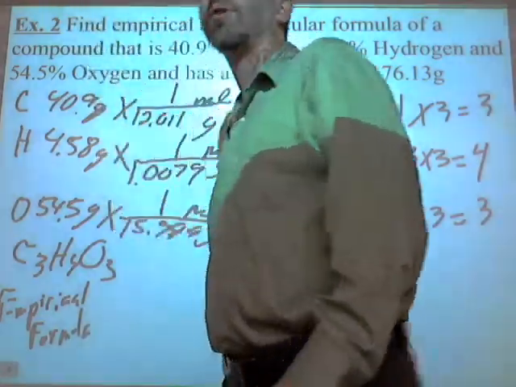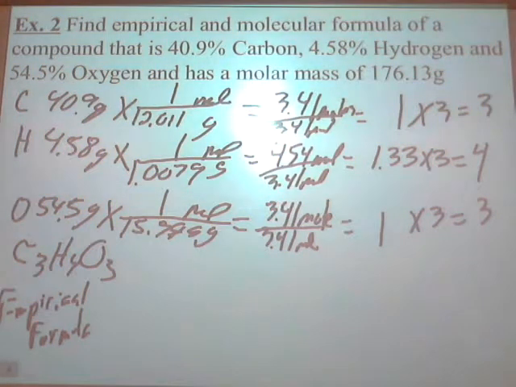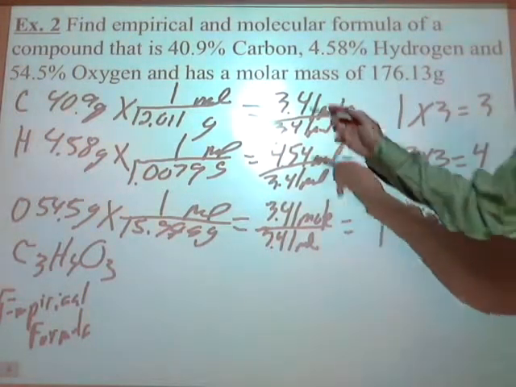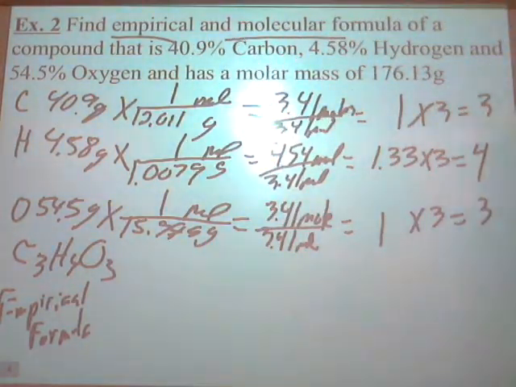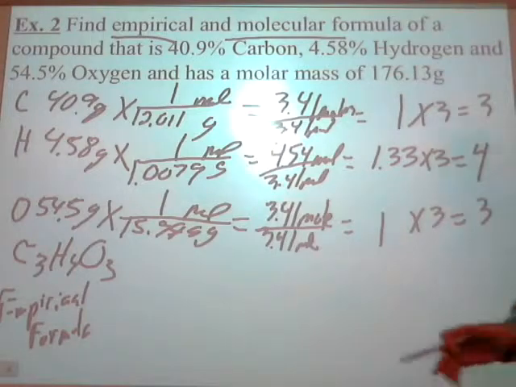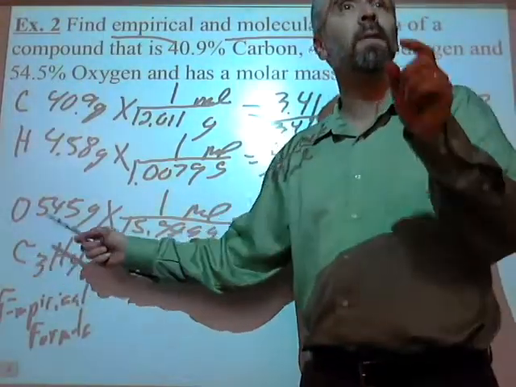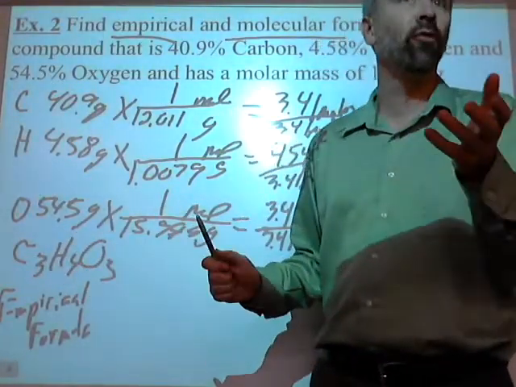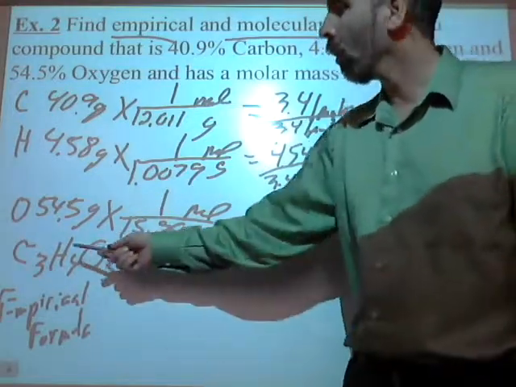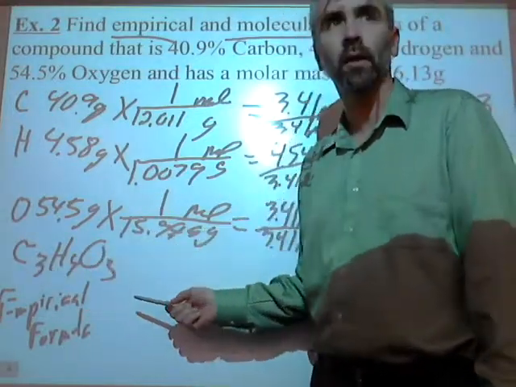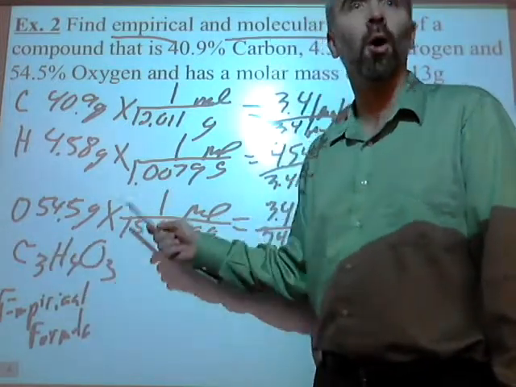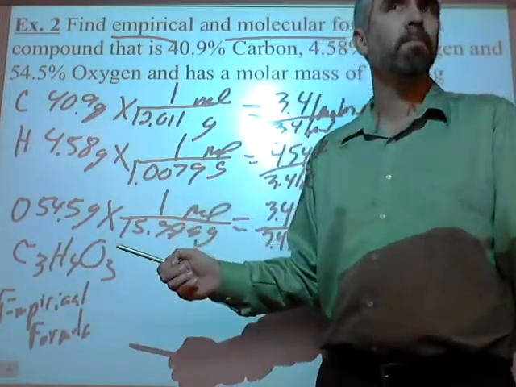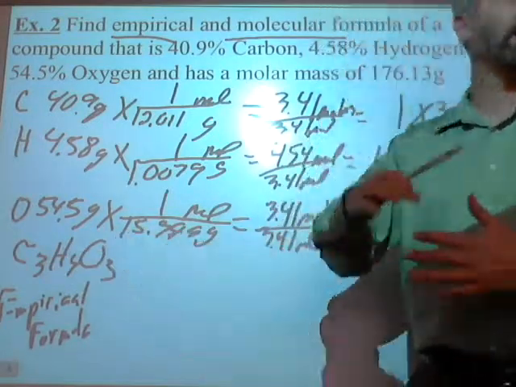Unfortunately, what did the question ask me for? It asked me for both the empirical and the molecular formula. The molecular formula is the actual formula. Guess what, people? The actual formula could be C3H4O3, kind of like water. H2O is H2O, period. Or it could be C6H8O6. Or it could be C9H12O9. You see what I'm saying? It could be any version of that as you go up.